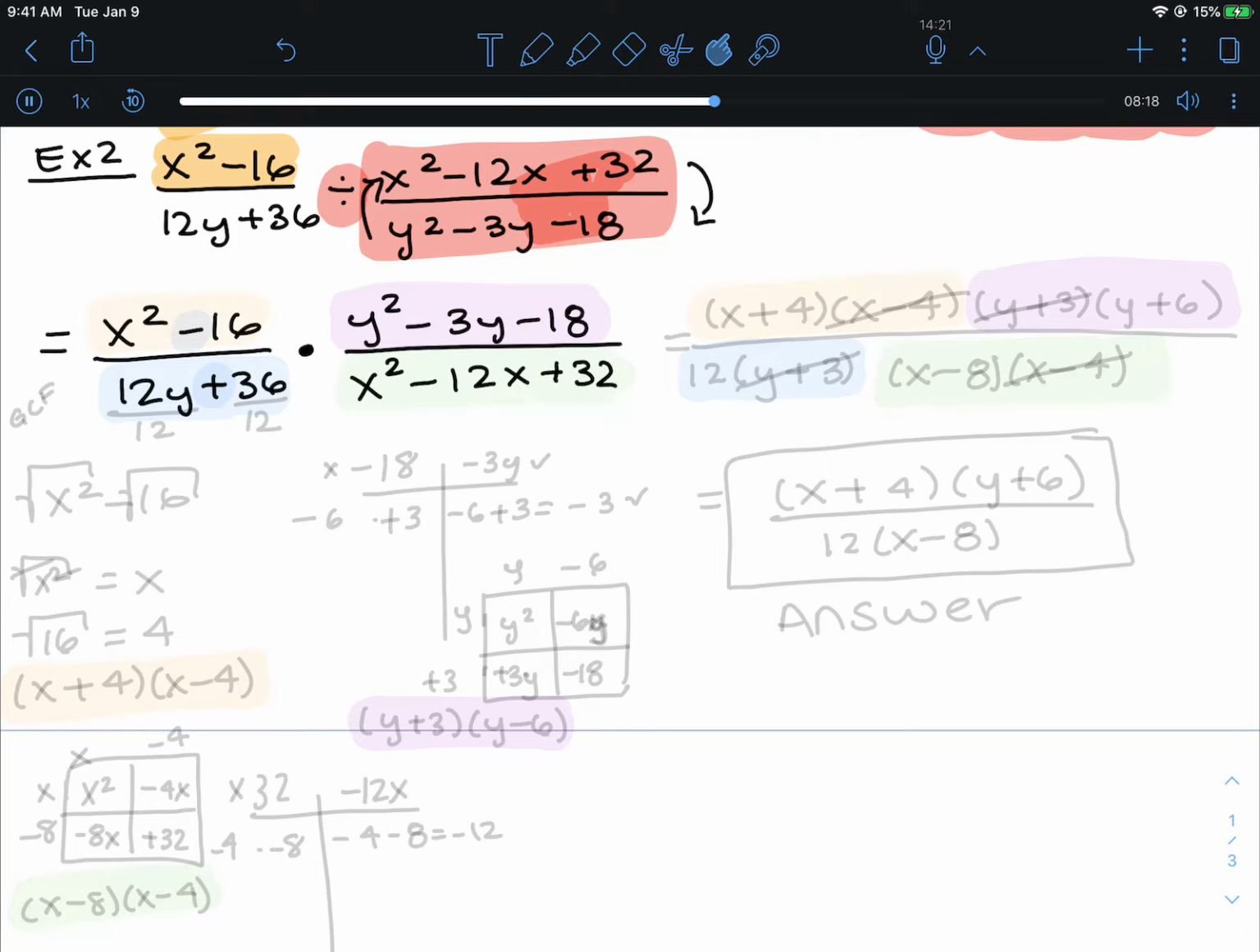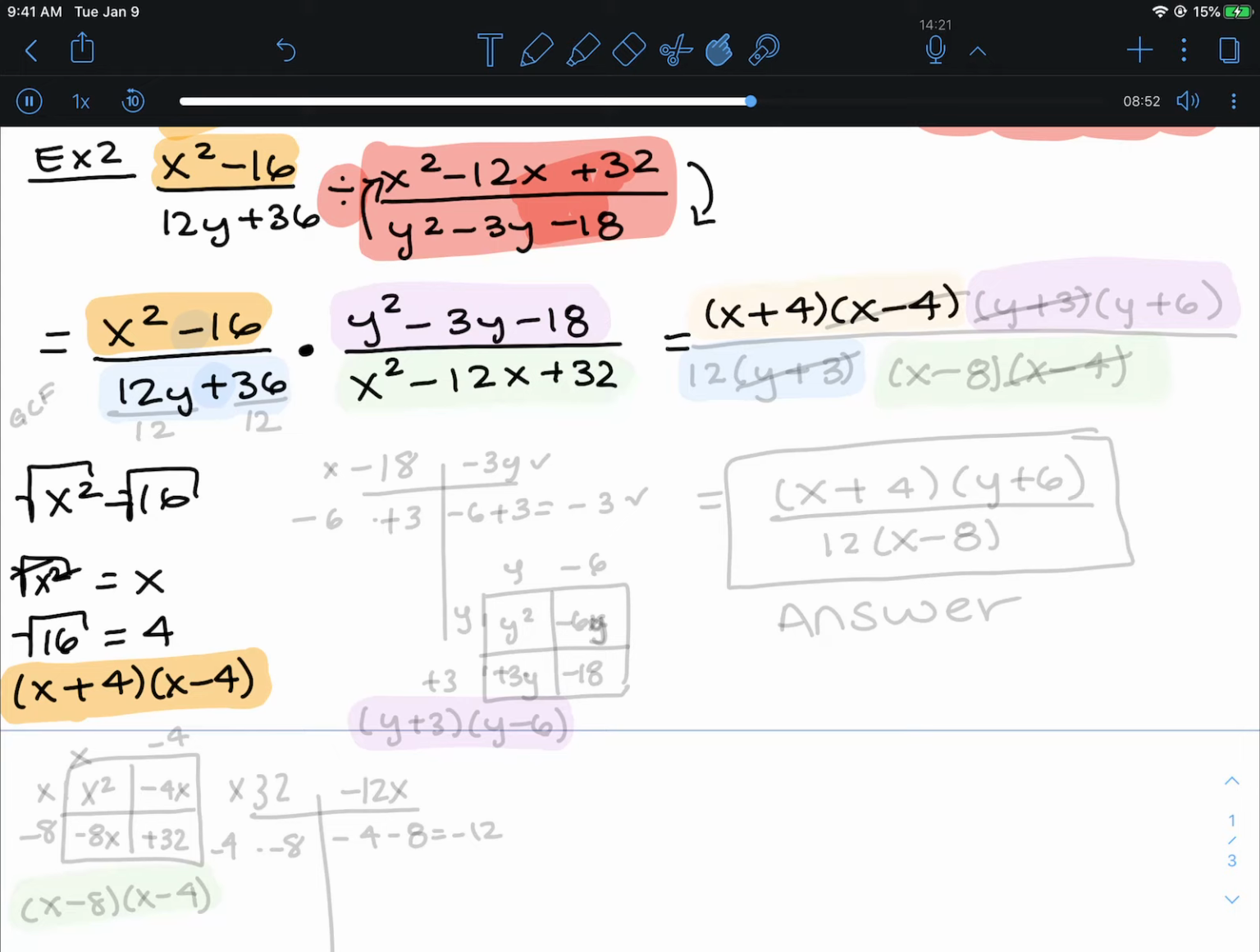Okay, so now we're going to start with this numerator right here, and we're going to simplify it. So I'm going to get x squared minus 16, which means I'm going to get the square root of this and the square root of this. So the square root of x squared is going to be x. The square root of 16 is going to be 4, meaning that I'm going to get x plus 4, x minus 4. Okay? So my new numerator is going to be x plus 4 times x minus 4. Okay? And that's going to be for this right here.